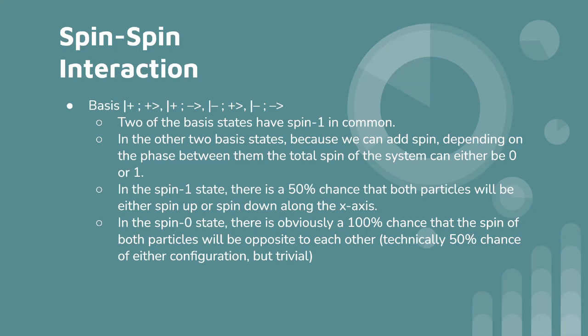So in a spin 1 state, through the Stern-Gerlach experiment, we can see that there's a 50% chance that both particles will be either spin up or spin down when we're looking along the x-axis. And then in the spin zero state, there's a 50% chance of either one being spin up or spin down. But then that means there's always a 100% chance that the spin of both particles will be opposite to each other, creating a spin zero state.